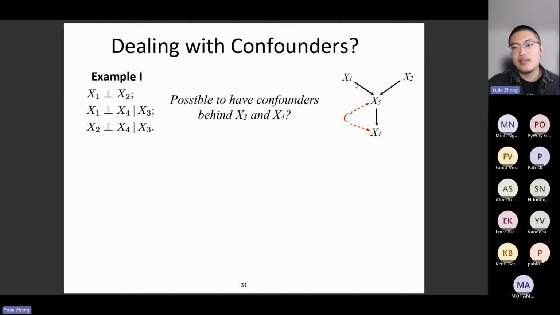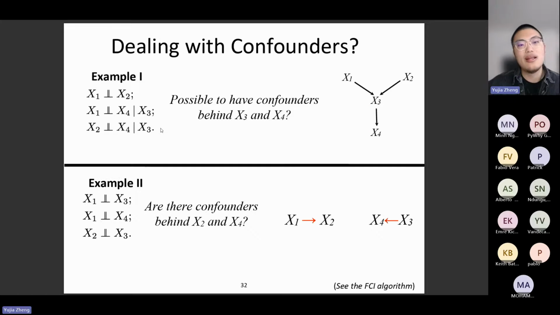Because in that path, X1 to X3 to C to X4, X3 will be a collider. So if we condition on that, that path will be connected, which means that we will have conditional dependence between X1 and X4. So yes, it's impossible for us to have a confounder here, given only these conditional independence relations.